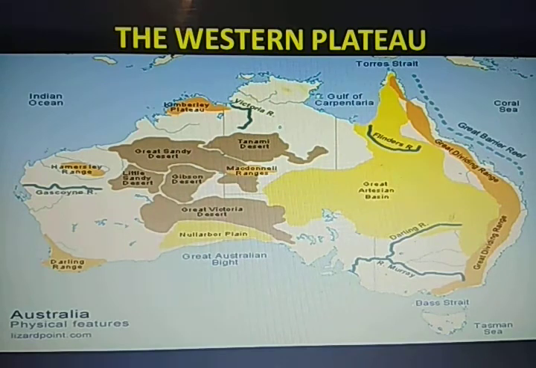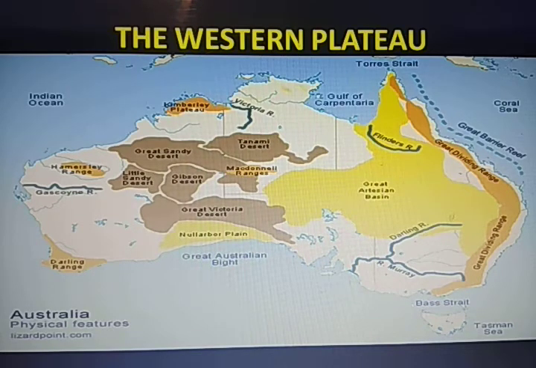First, we shall be learning the first landform, that is the Western Plateau. The Western Plateau covers the entire western part of Australia. Around two-thirds of the continent is occupied by the Western Plateau. The plateau is generally flat, and slopes are very gentle towards the east.